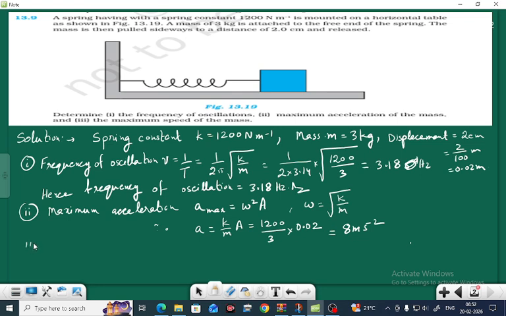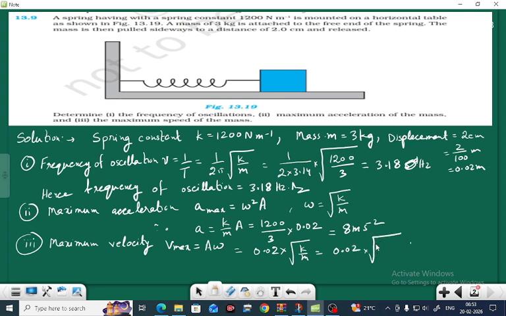Number third question. Third question, maximum speed of the mass. To find the maximum speed, so maximum velocity, we have a formula for that also. Maximum velocity, or V max is equal to A into omega, right? So we'll put the value again. So omega is equal to root over k by m, A into omega. The amplitude is 0.02 meter, and omega is root over k by m. We're getting the value 0.02 into root over k by m.